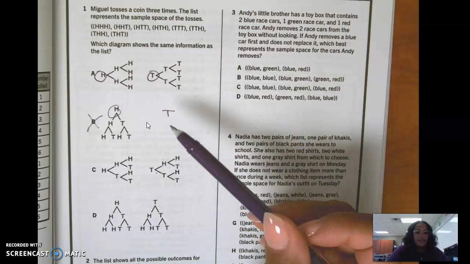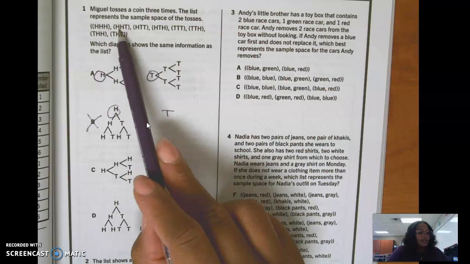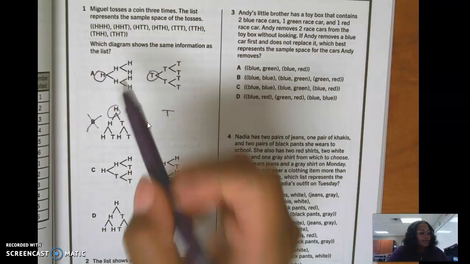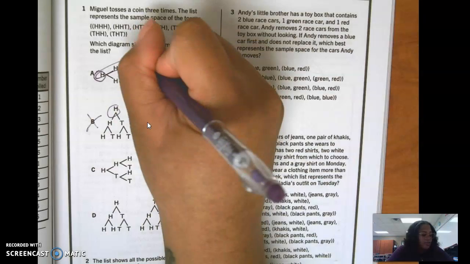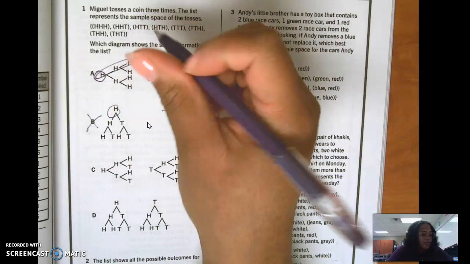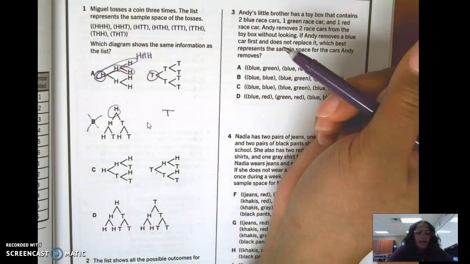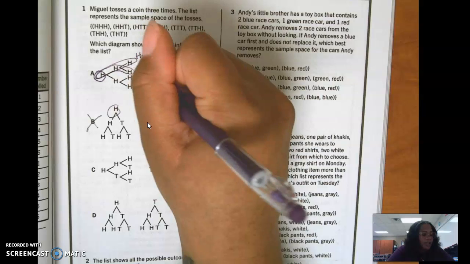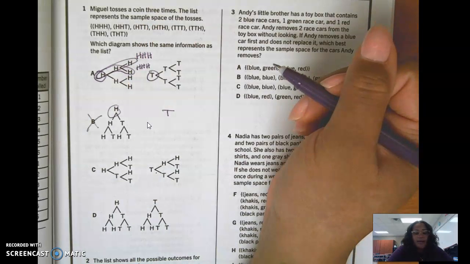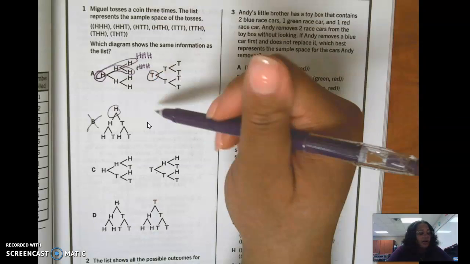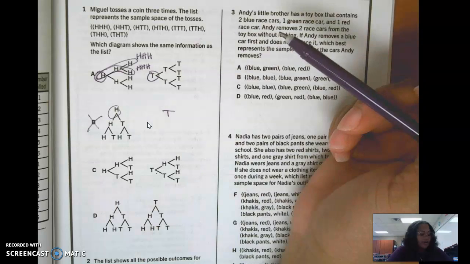So now I need to see what the letters show me. I need 3 H's and then 2 H's and a T. So here I have 3 H's, so this is H, H, H. But then if I go here and here and here, kind of make a V, that's also H, H, H, which is incorrect. So I need to make a list from the tree diagrams that are given to me to make sure that they match this list that's provided here.